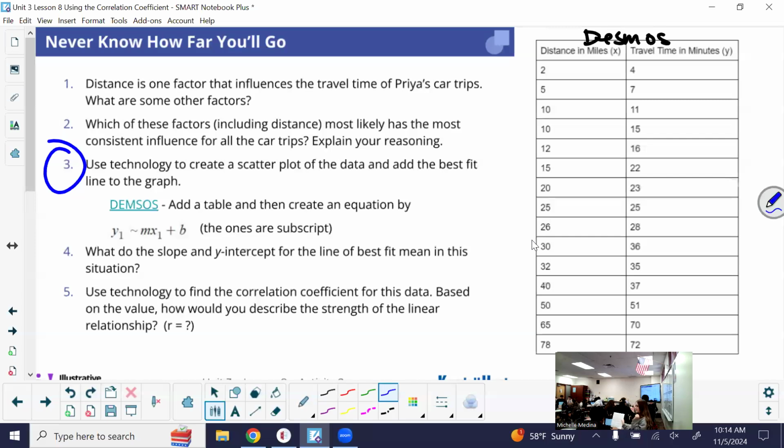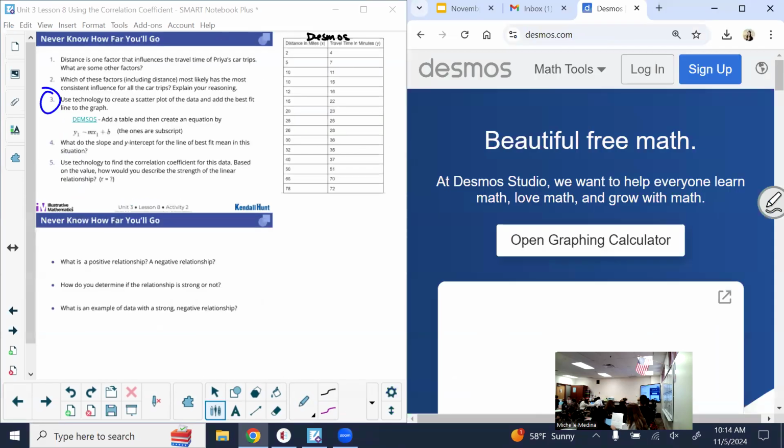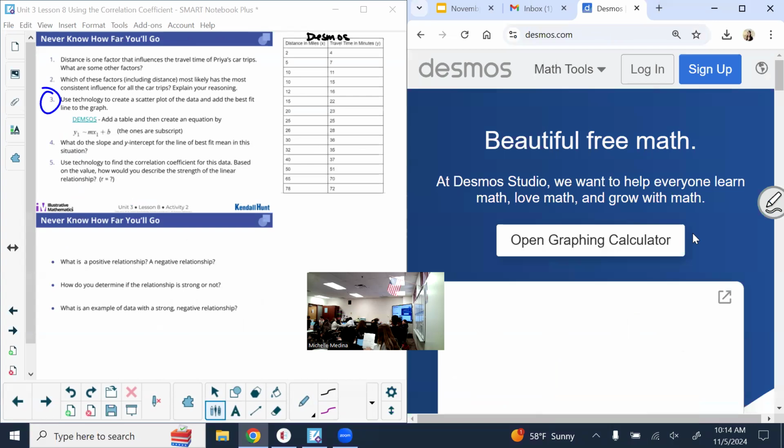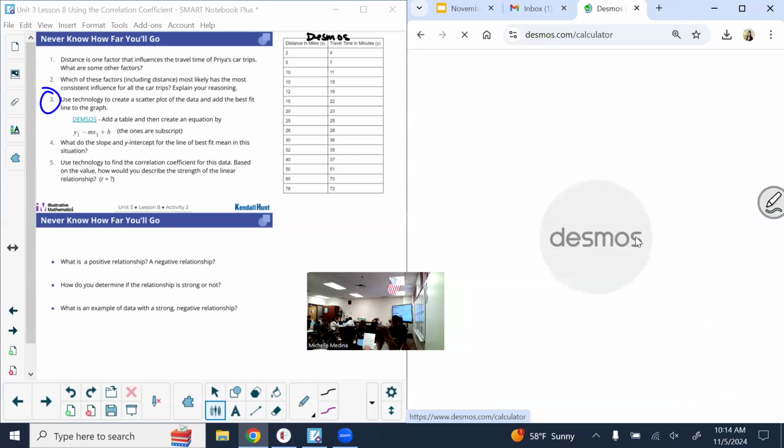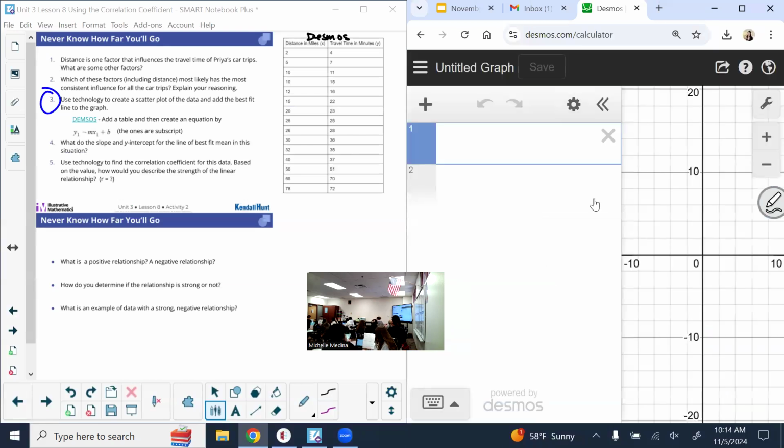Act as if I don't know how to use it. I'm going to have you tell me what buttons to press. If I want to make a scatter plot and a line of best fit using technology, what would I do in Desmos? Hopefully you figured it out by now because you had time and people that you could ask and notes because we've done it before. So tell me like I'm in first grade. Tell me what to press.